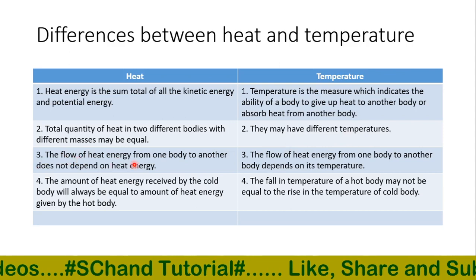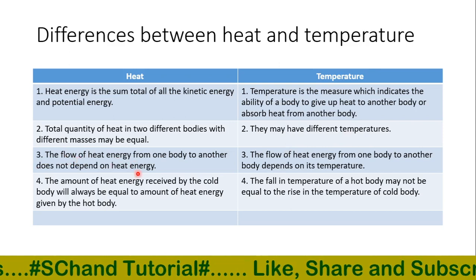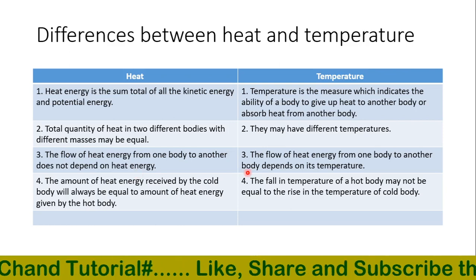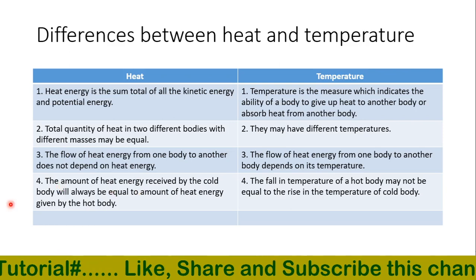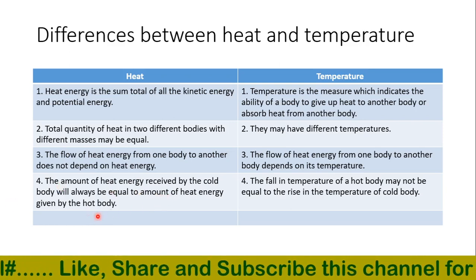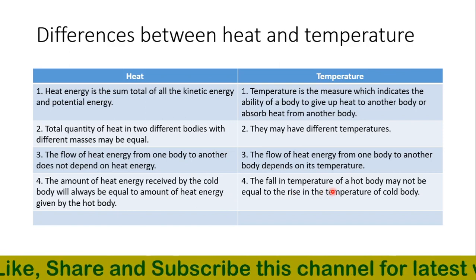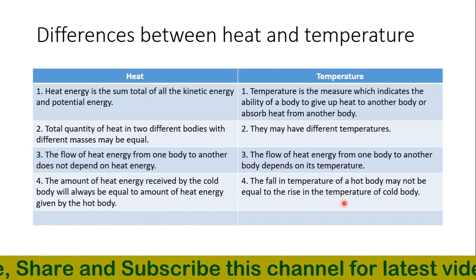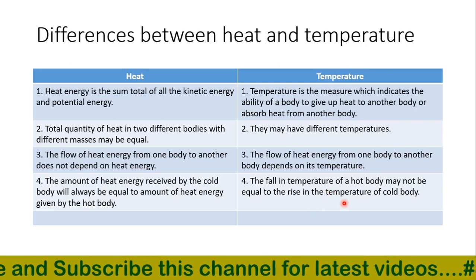The flow of heat energy from one body to another body does not depend on heat energy. The flow of heat energy from one body to another body depends on its temperature. The amount of heat energy received by the cold body will always be equal to the amount of heat energy given by the hot body. The fall in temperature of the hot body may not be equal to the rise in temperature of the cold body. So these are some differences.